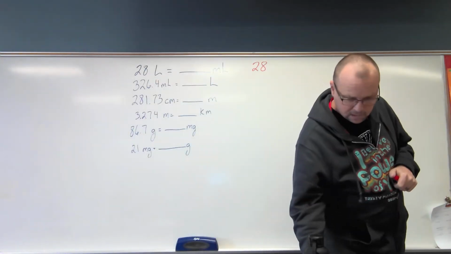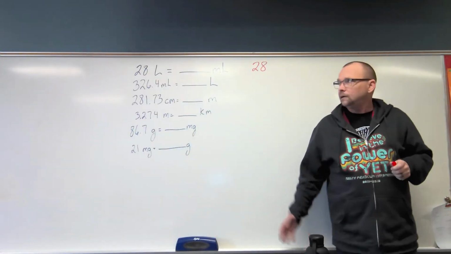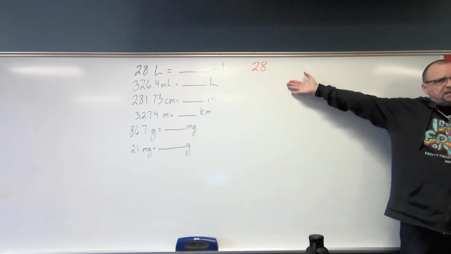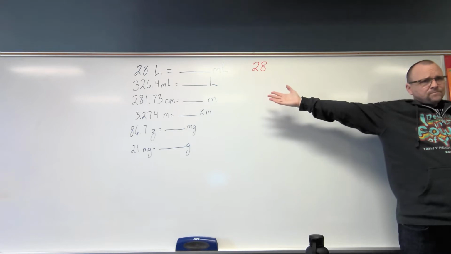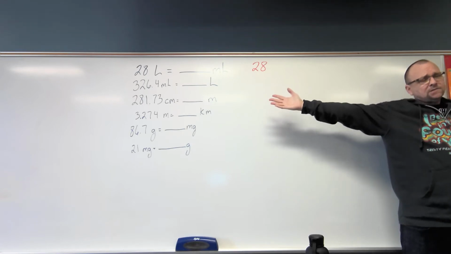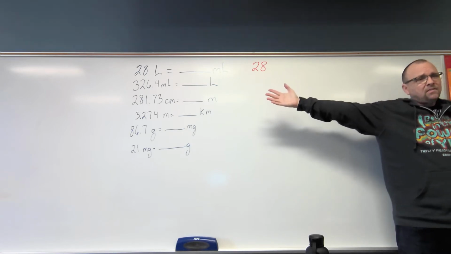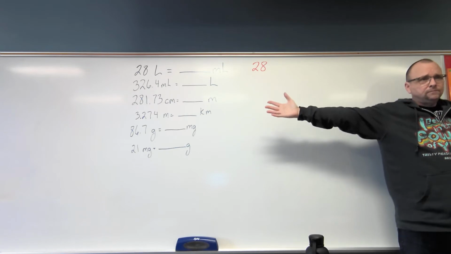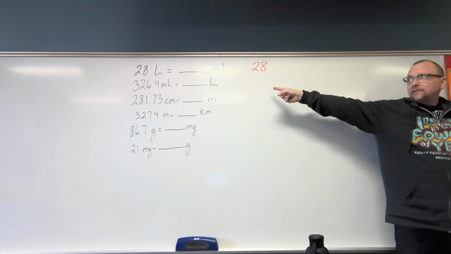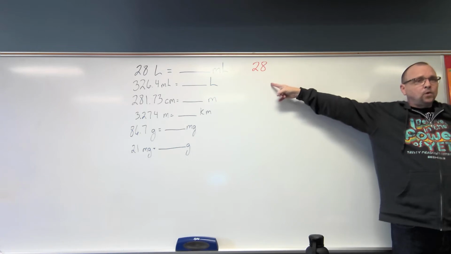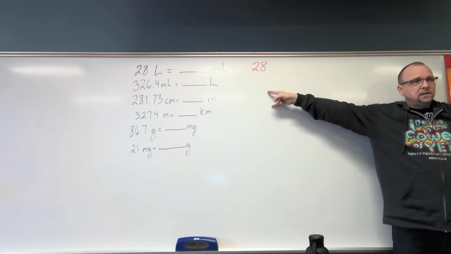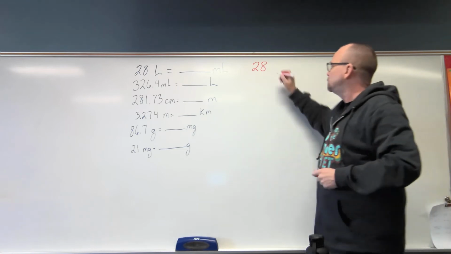But wait, Eli A, 28 doesn't have a decimal point. What do I do? Multiply? That doesn't give it a decimal point. Oh, divide? That doesn't give it a decimal point. I need it to have a decimal point. Let me ask you this, Eli A, what number's in the ones place? The 8. The decimal point's always after the ones place.